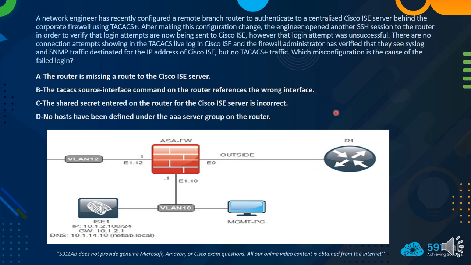That's interesting. Option C, the shared secret on the router for Cisco ISE is incorrect. That is not correct because, as he mentioned, it is already configured to open an SSH session. Also, option D is that no hosts have been defined under the AAA server. That means the user didn't configure the router IP under the AAA server, but that's incorrect. As the user mentioned, there is already SMB and syslog traffic. That means there is already a host configured.